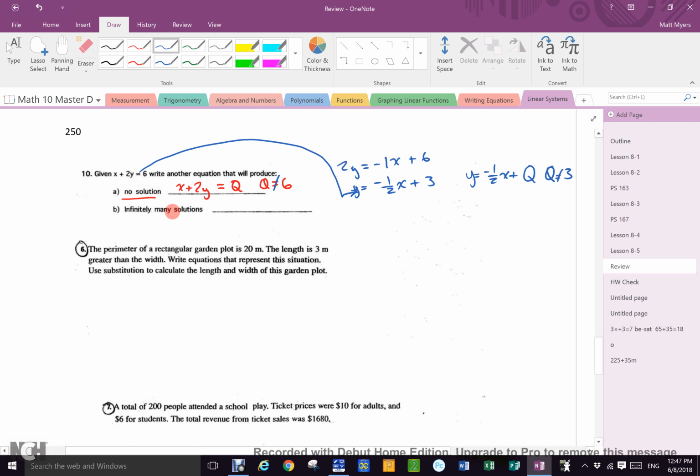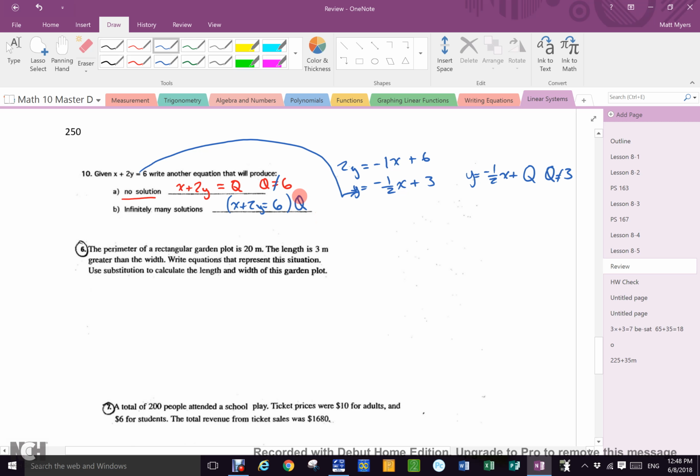What about this one? To have infinitely many solutions, it's got to be the exact same line, correct? But I said write another equation. So am I allowed to write x plus 2y equals 6? No, because that's not another equation. What do I have to do? I had to multiply it by something, correct? Whatever that is. You can write a 2, and that would get me 2x plus 4y equals 12.